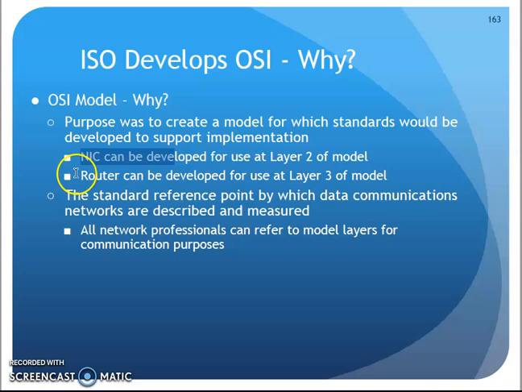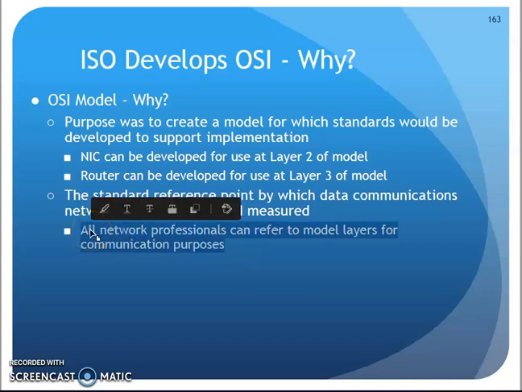If I'm going to develop a router, it needs to do XYZ task at layer 3 to move data through the network. So this was a way for ISO to develop a standard of communications around the globe for devices and things like that. For us, it's a standard for network professionals to communicate how things are functioning. We can say things like when dealing with layer 4 security, when dealing with layer 3 routing, and people understand what that means.